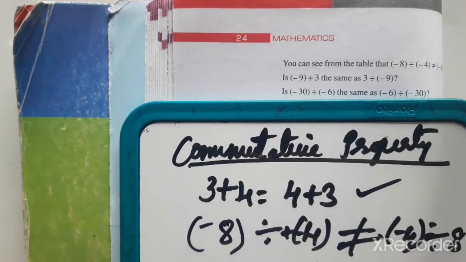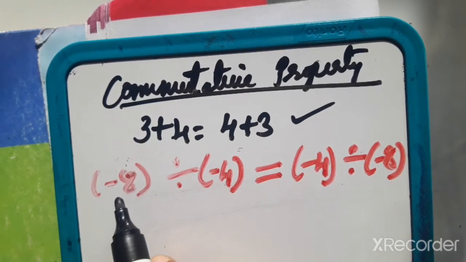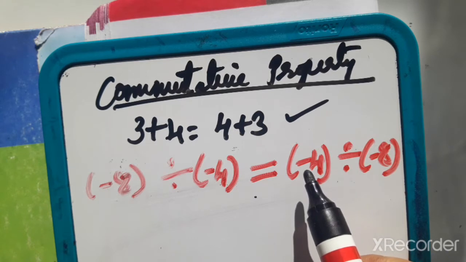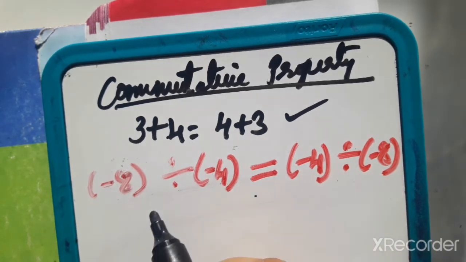That we have to check now. So this is given a commutative property. Commutative means just reversing. Division is not satisfied by the commutative property. Let's check the answer, children.